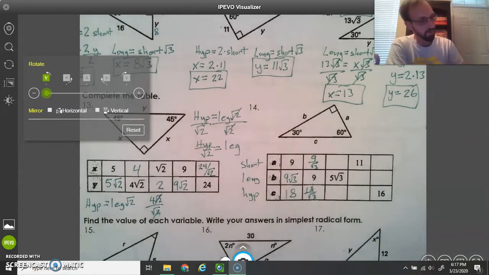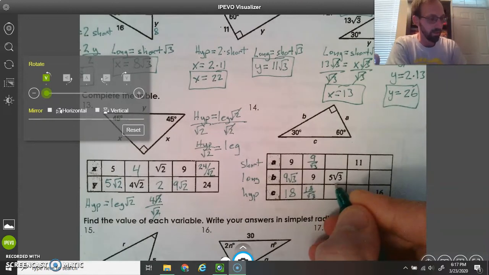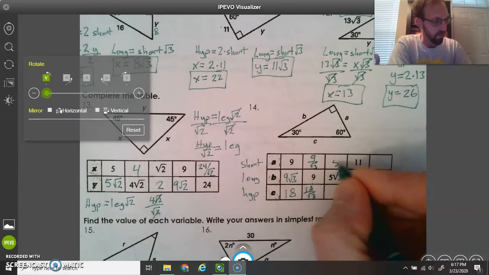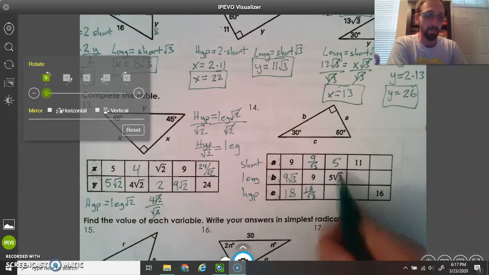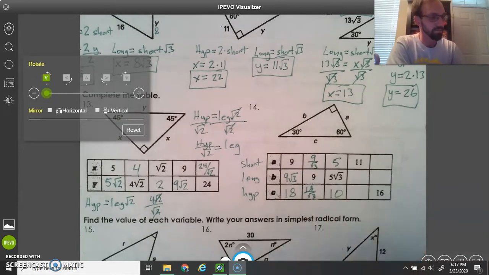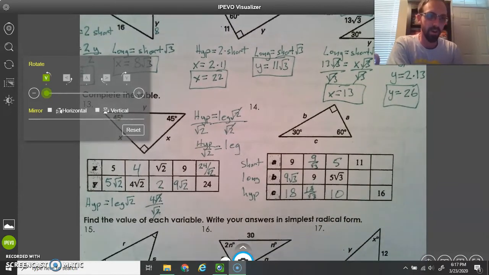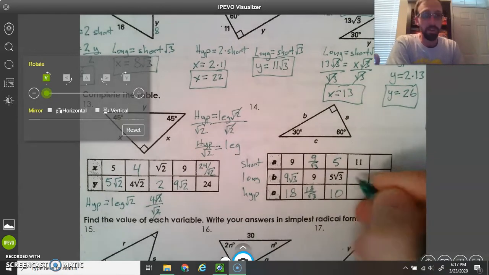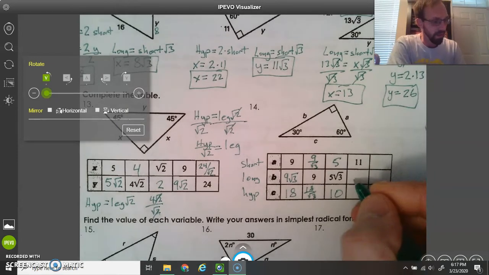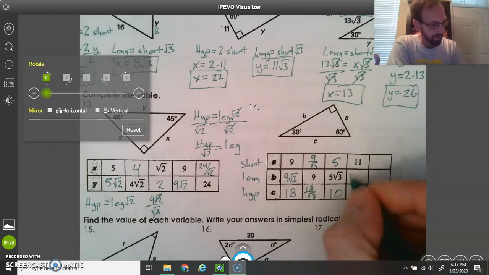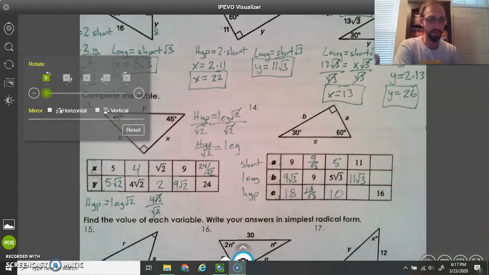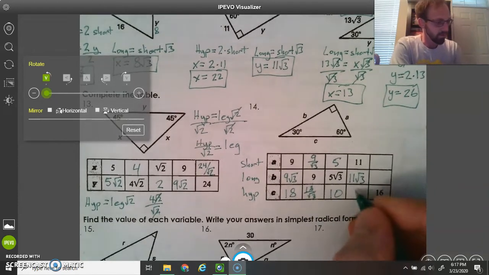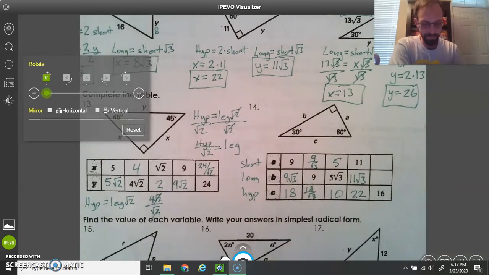The next one, 5 square root of 3. Again, we divide by square root of 3 to get the short side. So that's 5. And then to get the hypotenuse, we double 5, and we get 10. Your goal is that as you're doing these on the homework, you come up with these as you're working through them, just because you've been doing them and feel comfortable enough with them. Next, 11: to get the long side, take it times square root of 3, so 11 times square root of 3. And then to get the hypotenuse, double 11, and you get 22.